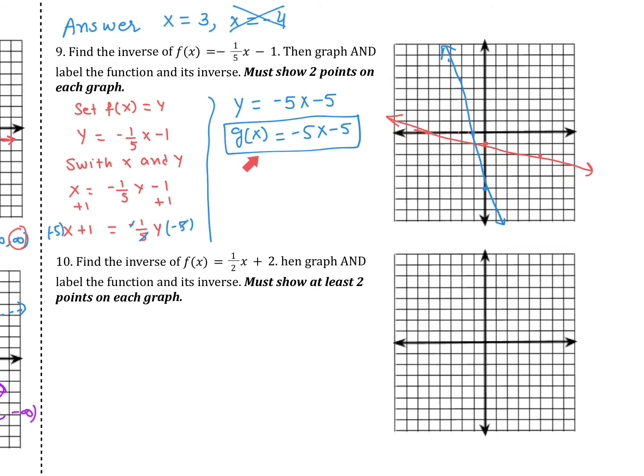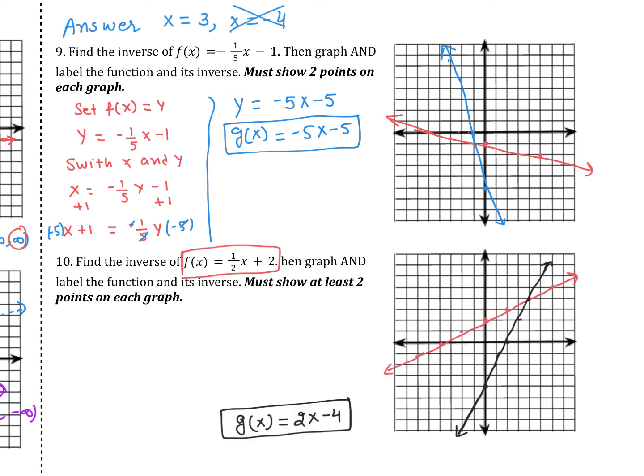For g(x), you're going to start from negative 5. And the slope is negative 5 over 1. That means go down 5 over 1, down 5 over 1, extend that to the other side. You're going to get this blue line as your answer.